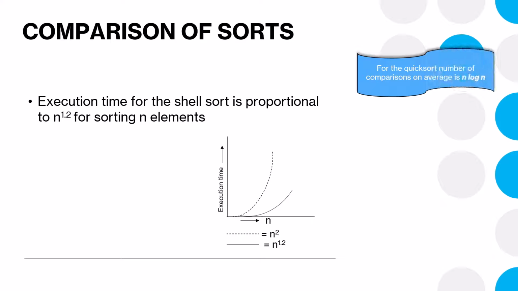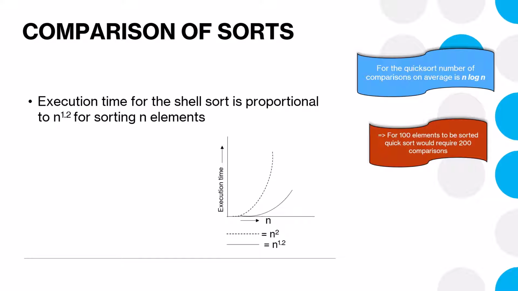Now coming to the quick sort, the number of comparisons on average is n log n, which means that for 100 elements to be sorted, quick sort would require 200 comparisons. How did we get that? Remember that we can represent 100 or n equal to a raised to x, or 10 raised to 2. Right? And then of course we have log 100 to the base 10 equal to 2. Okay? 100 multiplied by 2 would give us 200.